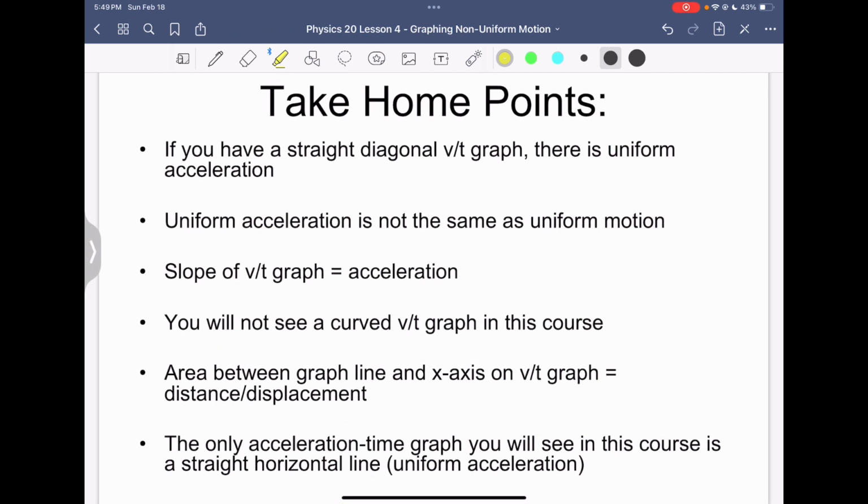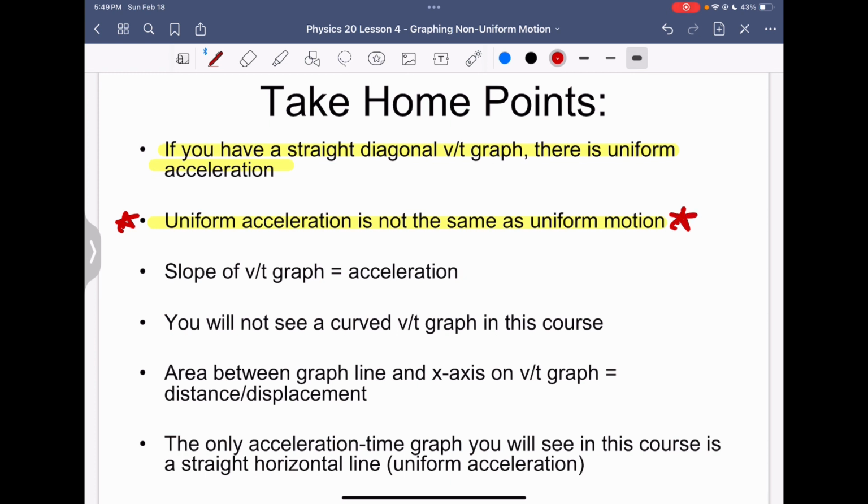We then look at this and say, if you have a straight diagonal line on v versus t, there's uniform acceleration because the velocity is not changing at a different rate. The velocity is changing at a consistent rate. Uniform acceleration is not the same as uniform motion. Oh, amazing point. We need this one, especially as we move into lesson 5. This is critical, hugely critical.